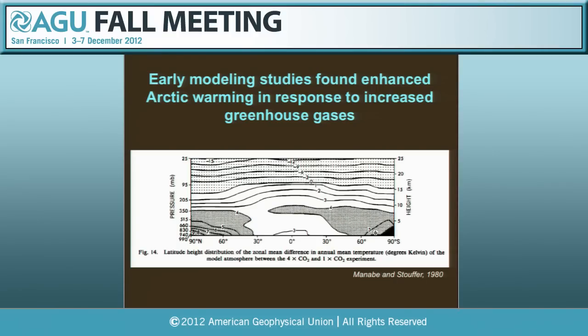And here they have a plot. It's the zonal mean temperature response to a quadrupling of carbon dioxide. You see a lot of positives, especially near the surface, 3 degrees around the equator. And then up at 90 degrees north, you see 9.9 Kelvin. So this is Arctic amplification in a climate model run over 30 years ago.